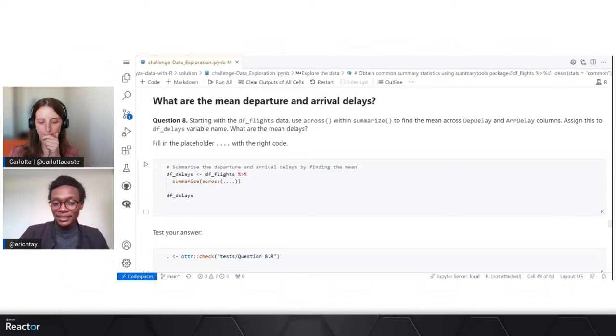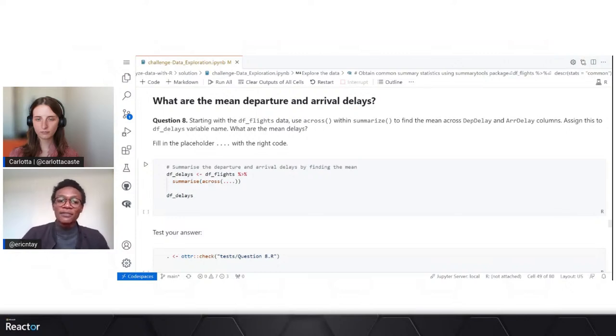What summarize does, Carlotta, is it allows you to create a new data frame that's a function of an existing one, that has summary statistics that you're going to calculate. So in short, the summarize verb creates a new subset of an existing data frame with calculations that use the existing data frame, in this case the DA flights data, and use columns and rows in it.